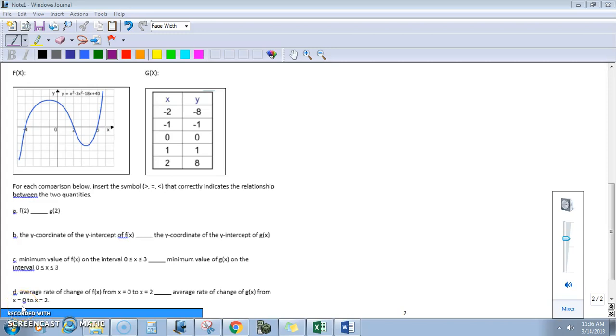Hey everyone, so let's go over this last question that we have on the test. This should all be familiar to you, but be sure that you're familiar with the question for the test. So let's look at the first part. It says, for each comparison below, insert the symbol greater than, equal to, or less than, that correctly indicates the relationship between the two quantities.